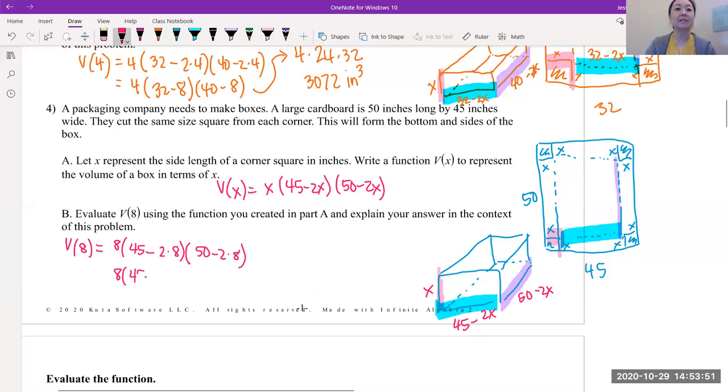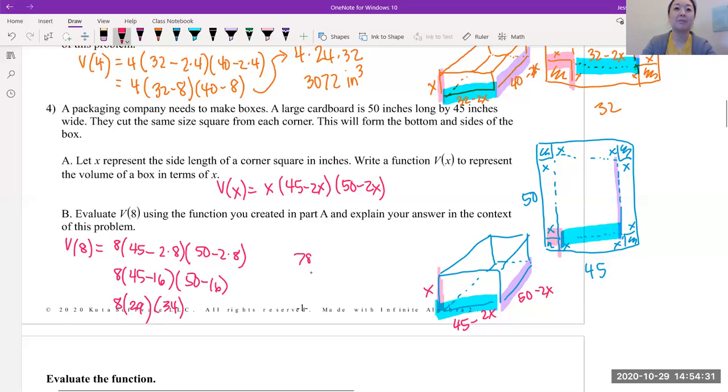So this is 45 minus 16, 50 minus 16, and that's going to be 45 minus 16, which is going to be, oh dear, I can't think. So 45, 35, 29. So 29. And then 50 minus 16, which is going to be 34. All right. Let's times 8. I get 7888.